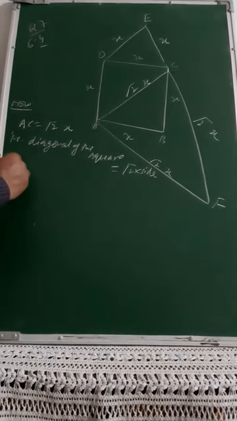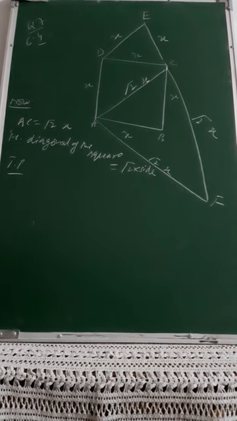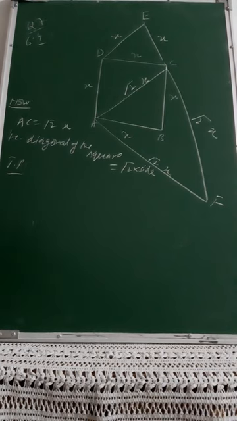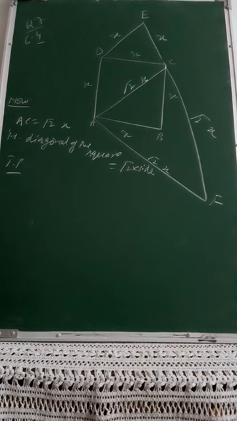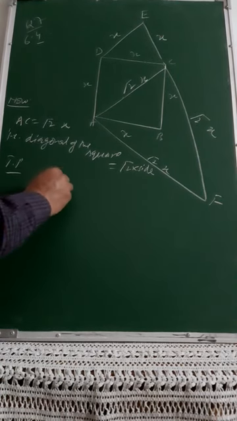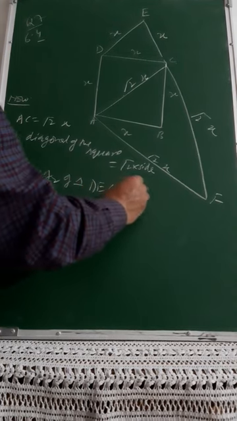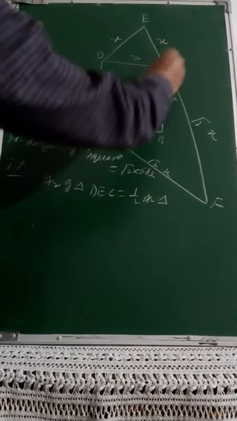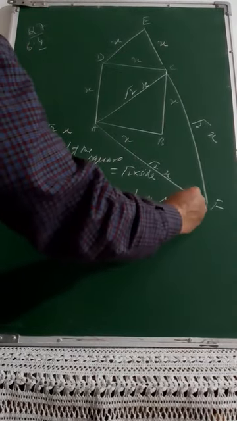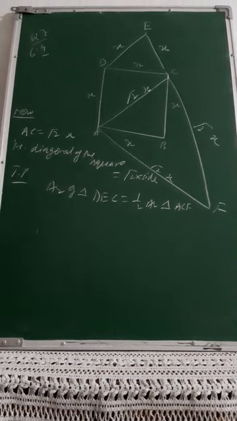So now what is to prove? I have to prove that the area of an equilateral triangle described on one side of a square is equal to, that is, area of triangle DEC is equal to half the area of triangle ACF, that is described on its diagonal.